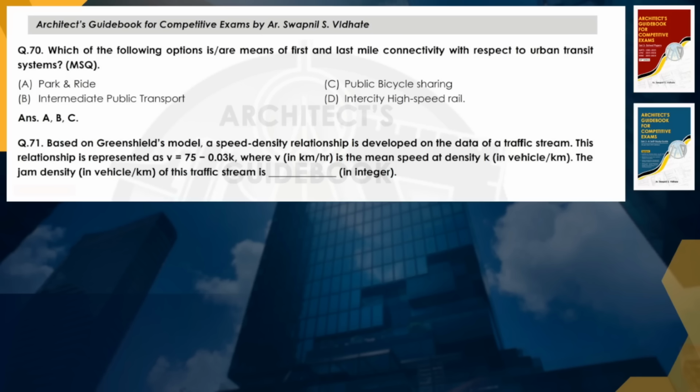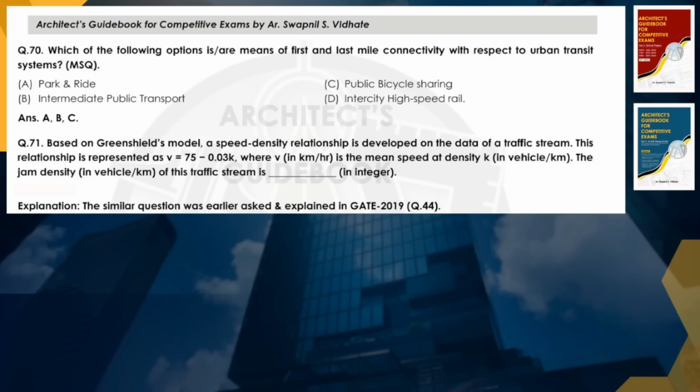Question 71. Based on Greenshield's model, a speed-density relationship is developed on the data of a traffic stream. This relationship is represented as V equal to 75 minus 0.03 k, where V in kilometer per hour is the mean speed at density k in terms of vehicles per kilometer. The jam density in vehicles per kilometer of this traffic stream is how much? And we have to put the answer as an integer.